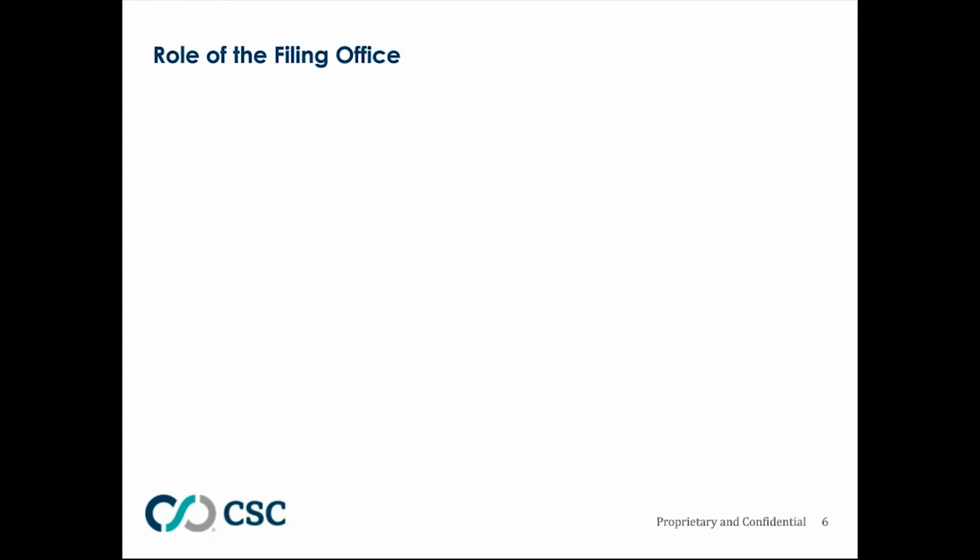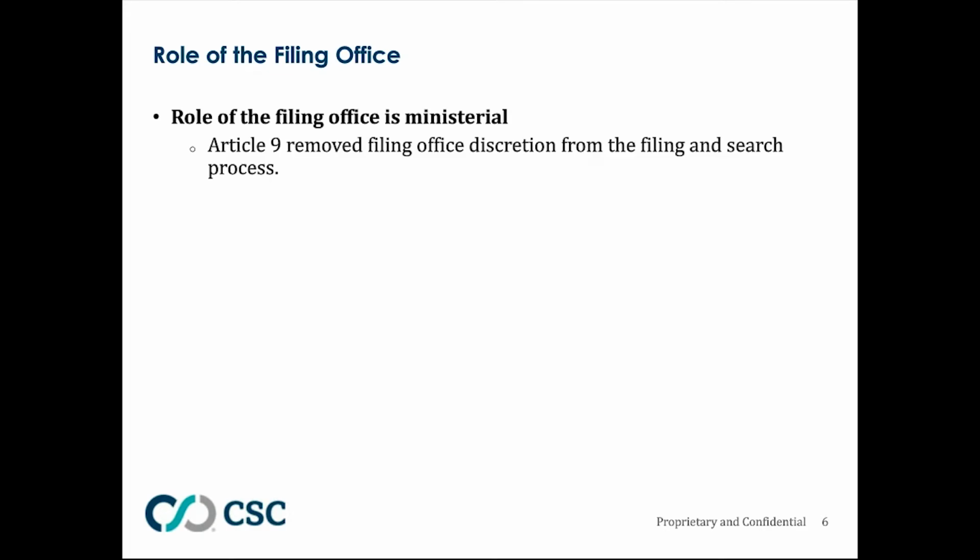The role of the filing office is much more limited than many people realize. Under Article 9, the role of the filing office is purely ministerial. That means that by statute, filing offices are not allowed to exercise judgment or discretion when they carry out their duties in the filing and search process. The filing and search process is actually designed to be a computer process, to be a machine process, to operate entirely without human judgment or discretion, through electronic filing and electronic searching.